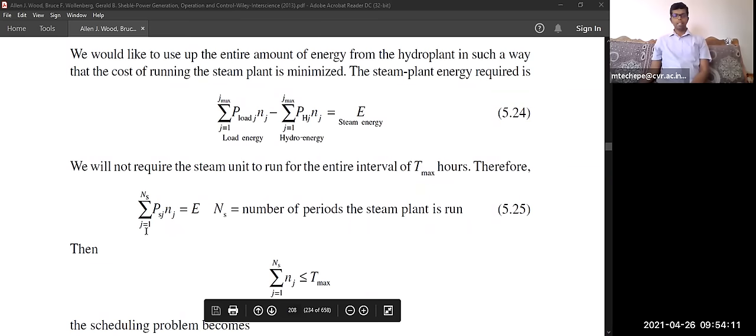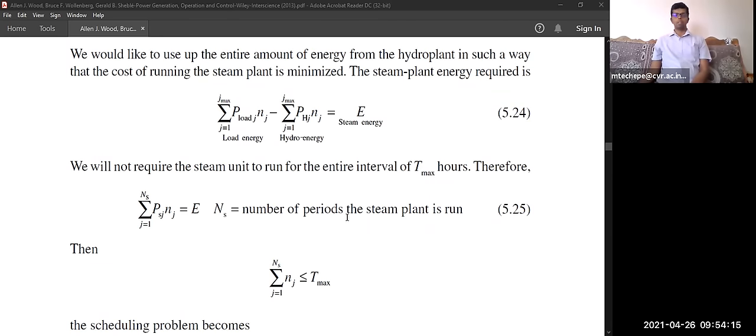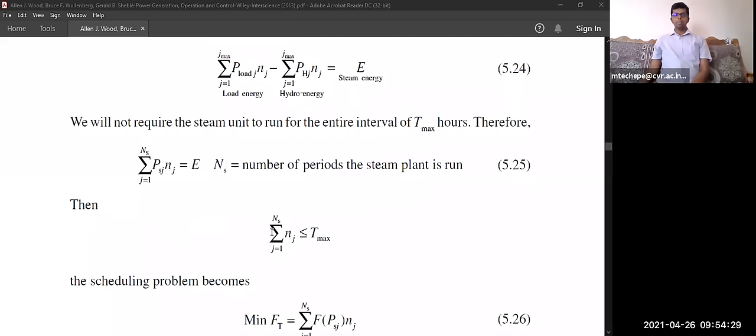So j is equal to 1 to Ns, the number of periods of time for which the steam power plant is operated. That is nothing but Ns. Here E is nothing but Psj into Nj. Then the sum over j equal to 1 to Ns of Nj is less than or equal to T maximum.